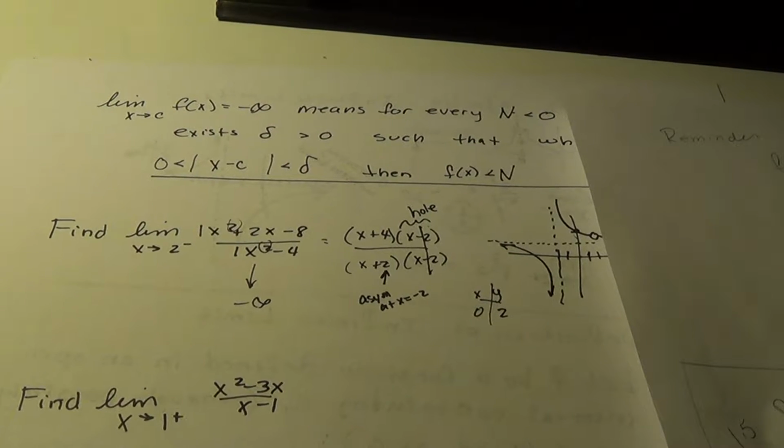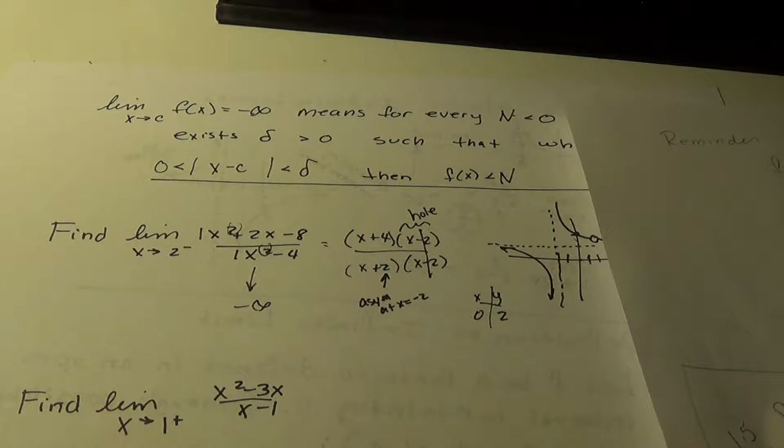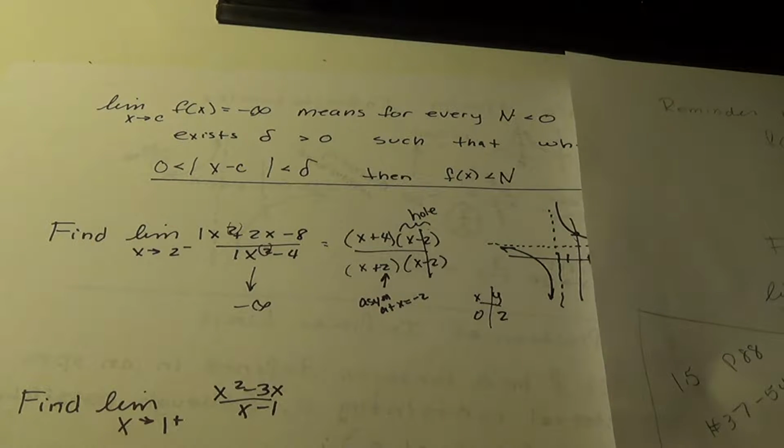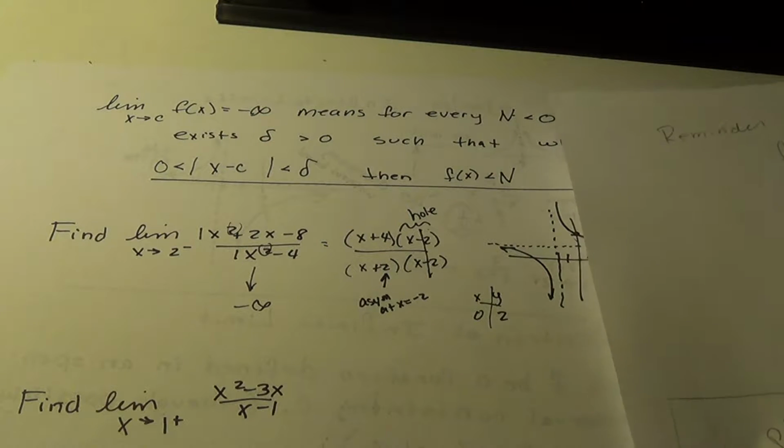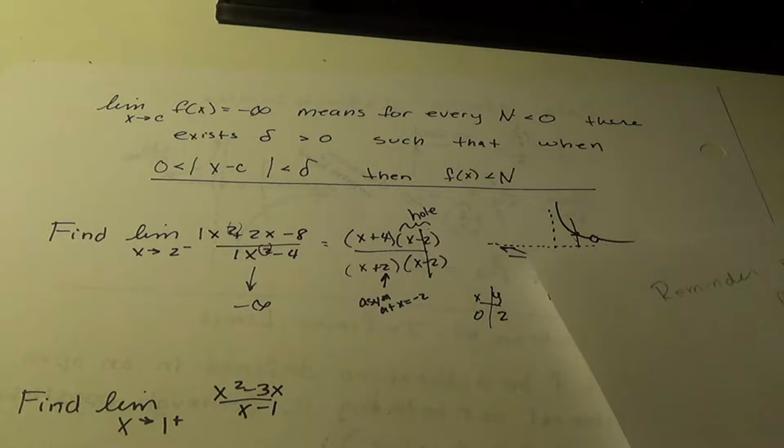All right, let's look at this one. Find the limit of x squared minus 3x over x minus 1, as x approaches 1 from the left. When we do this one, I tried factoring, and it didn't simplify, so it's not going to have a hole in it.